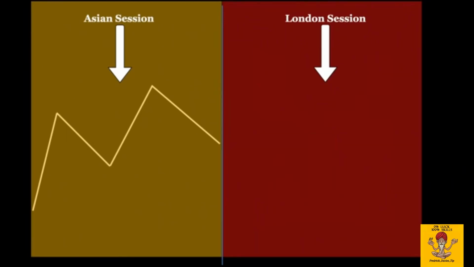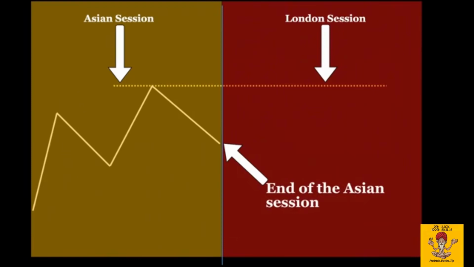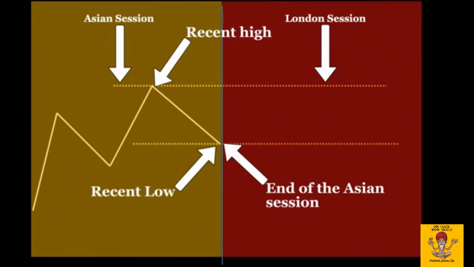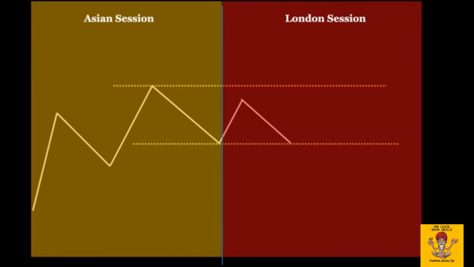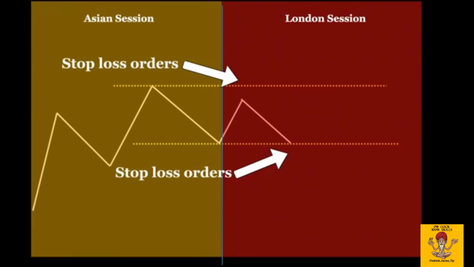Our job starts at the end of the Asian session. That's when we mark the most recent high and most recent low. This forms the accumulation phase. Then we wait for the London session to open, and that's when things get interesting. Right before the real move begins, a liquidity sweep is likely to occur. This is where institutional algorithms go hunting, scanning for stop losses and pending orders stacked above recent highs and below recent lows. And that's exactly what we're looking for too.